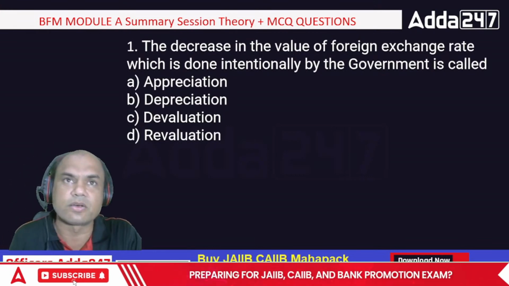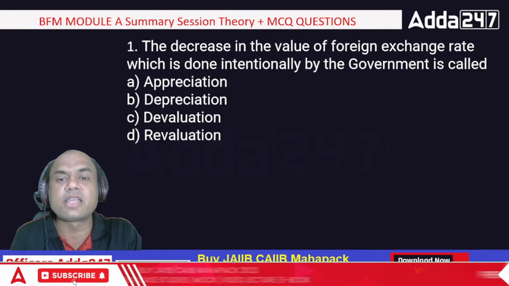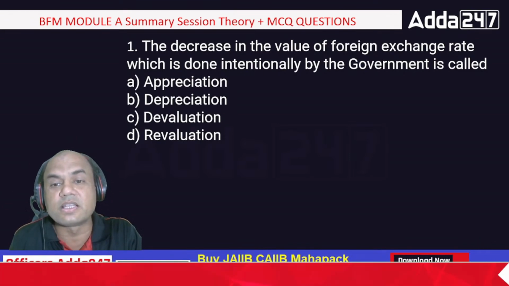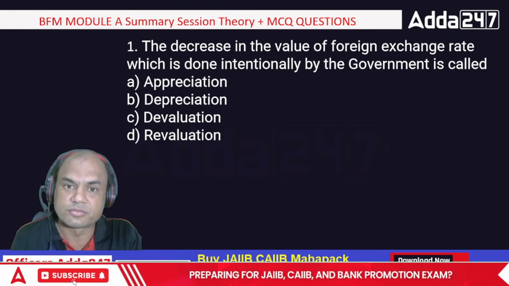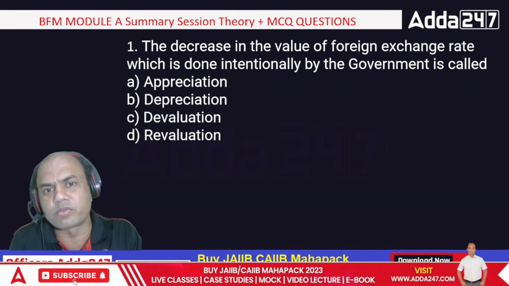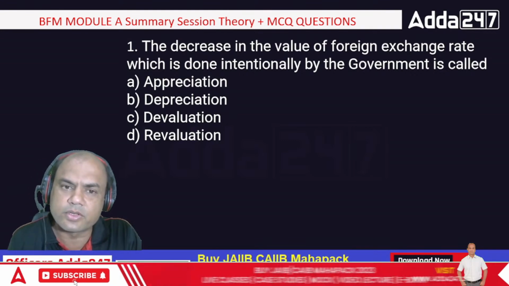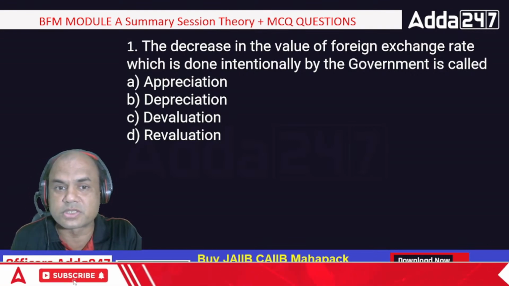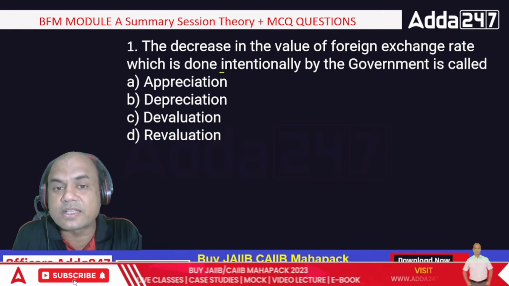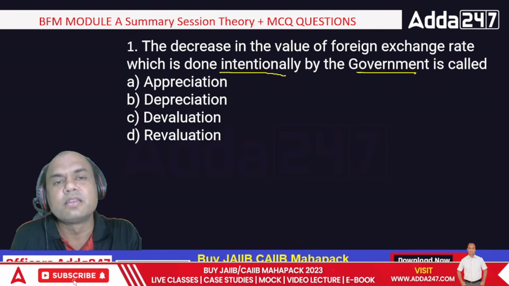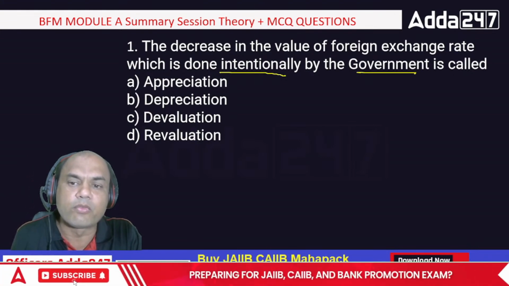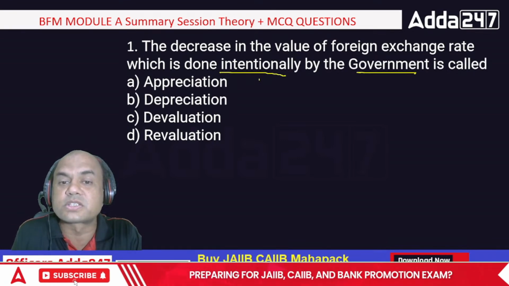Let's go to questions now. The decrease in the value of the foreign exchange rate, which is done intentionally by the government, is called as. Now you will have two different words and I'll give you the definition or meaning of these two words. Here, there are two ways of currency going up or going down. One is by the government, that is known as forced.